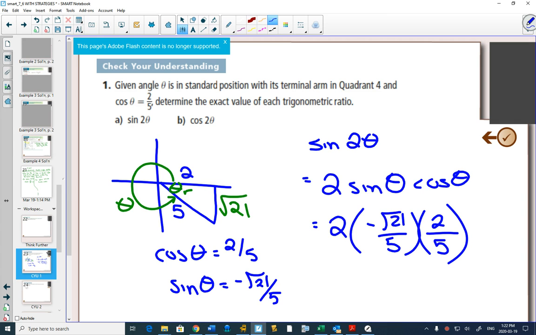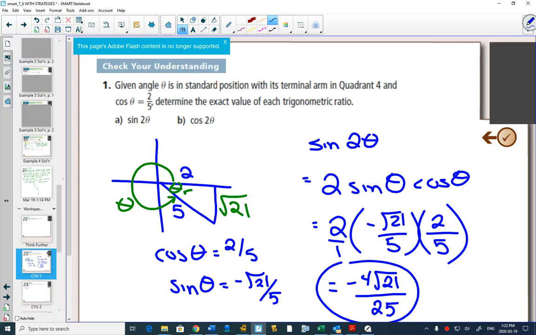And 2 over 5, remember 2 is 2 over 1. How do you multiply fractions? Multiply your numerators, multiply your denominators, and we get a final answer.